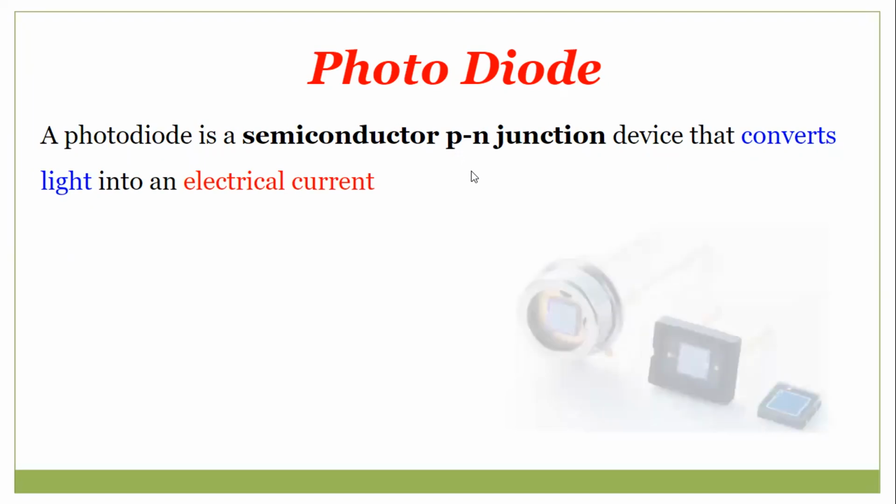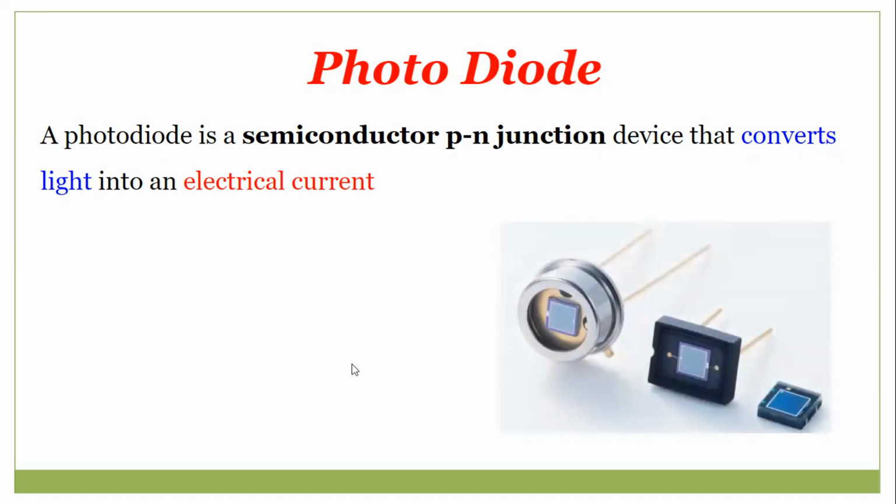If I see the picture of the practical photodiodes, these are the practical photodiodes. When you observe the photodiode, there is a window. This window is going to allow the light to fall on the junction. So when you see any photodiode, there is a transparent window, and that window allows the light to fall on the junction of a diode.